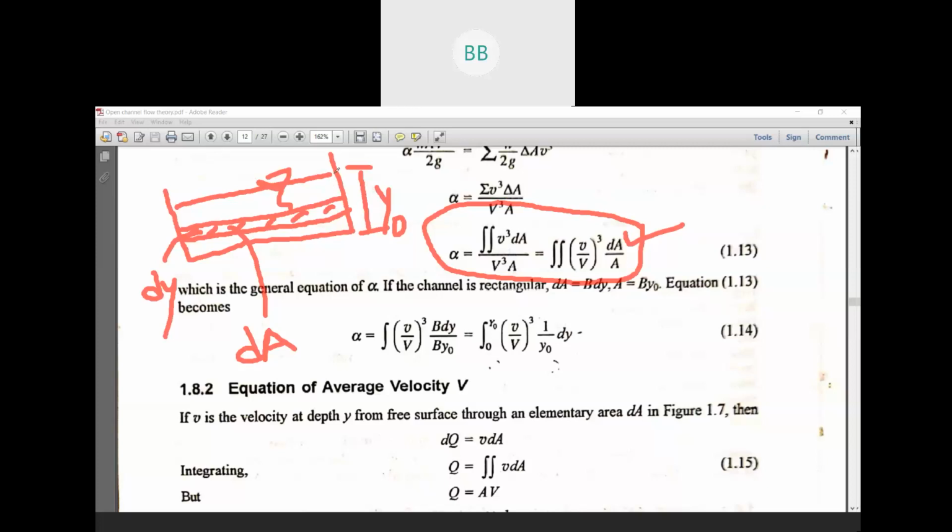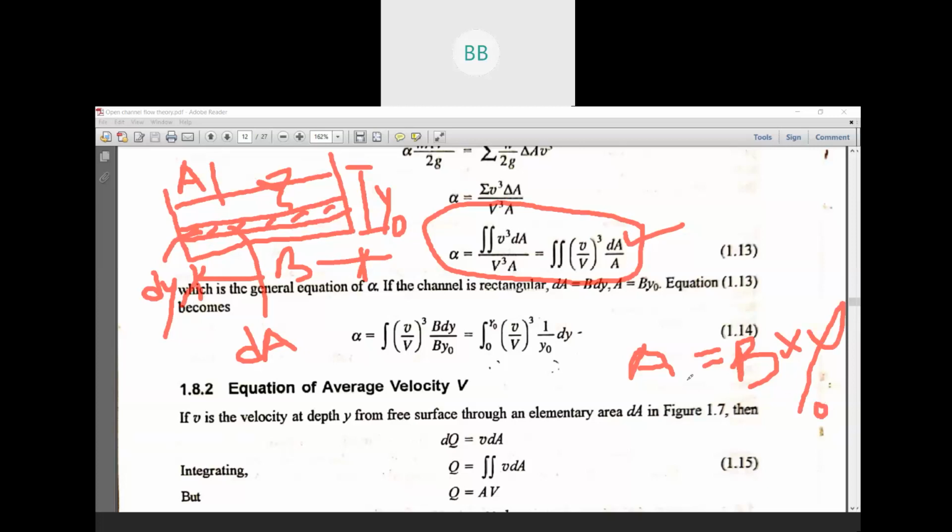If you want to find out the whole cross-sectional area, that is your capital A, your capital A is nothing but B into Y. We all know for a rectangular channel it is B into Y, width of the channel multiplied by your total depth. As we are going to consider the whole cross-sectional area, your width of the channel is B and your depth of flow is y naught. So this is your total area.